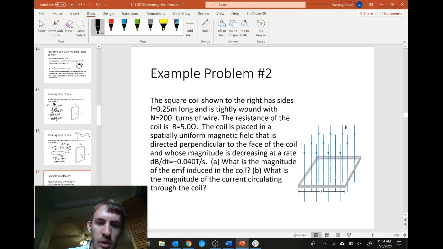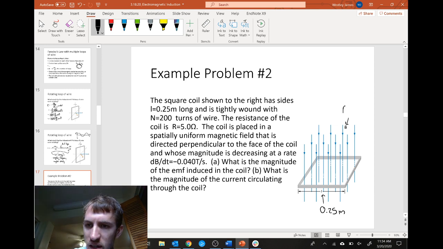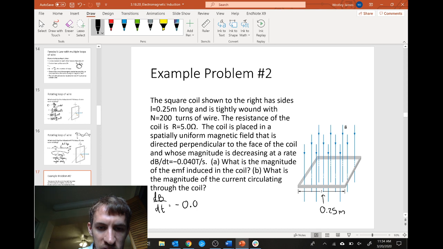So we already have the picture here, so I'll just add to that. We have our 0.25 meters, and then we have the magnetic field. We don't know what it is, but we can say dB/dt equals negative 0.04 Tesla per second. We have the resistance equals 5 ohms, and N equals 200.